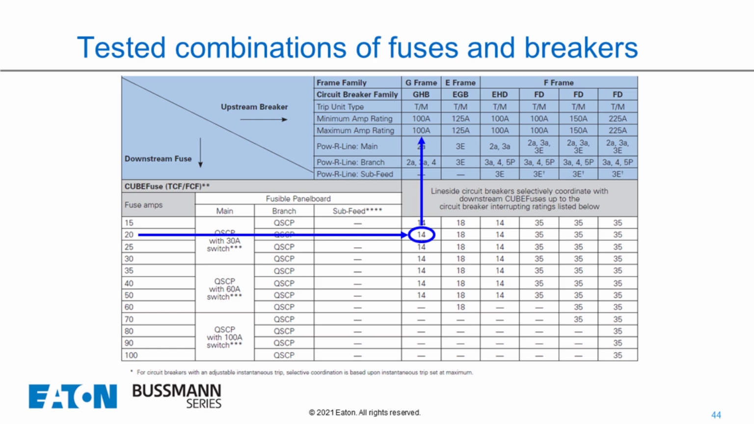And as you can see, the 20 amp fuse, we go over to the GHB breaker, 100 amp, and we're coordinated all the way up to 14,000 amps. 14,000 amps is the interrupting rating of that breaker, the GHB breaker. So that's the max anyway that we can have a fault current because of the breaker scenario, right? So the 20 amp fuse will selectively coordinate with the 100 amp GHB breaker up to 14,000 amps. And how much fault current did we have? A little bit over 4,000 amps, so we're good to go.